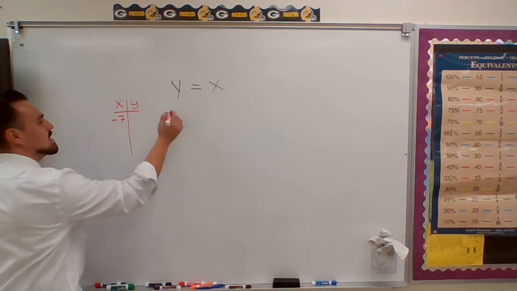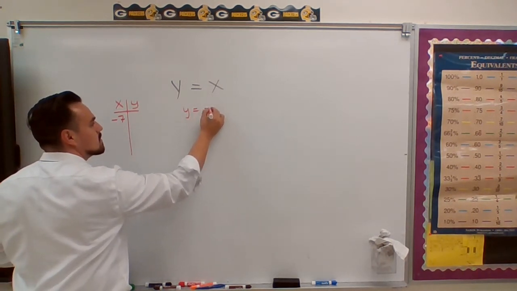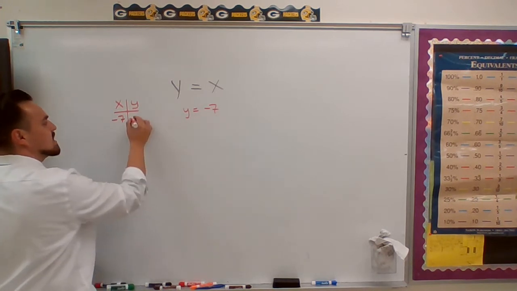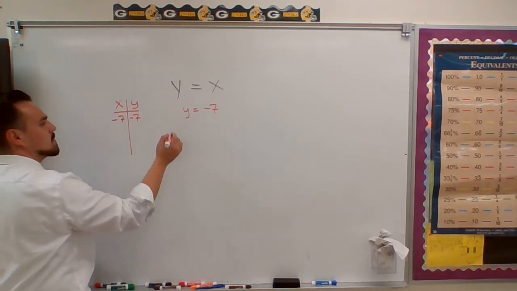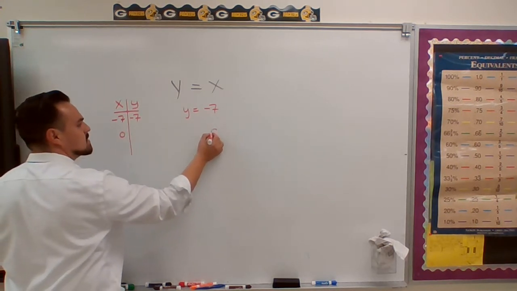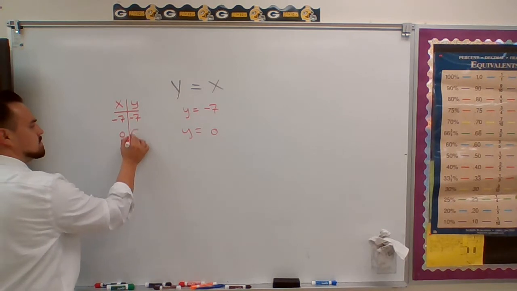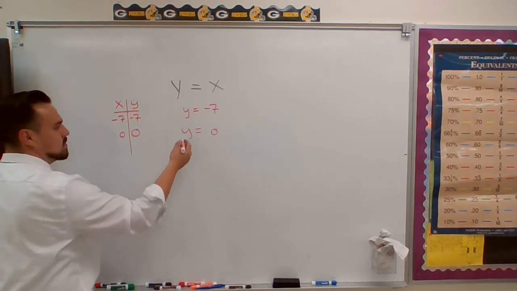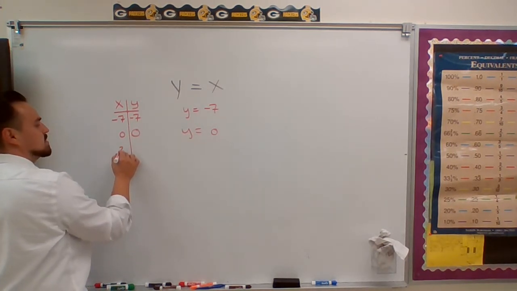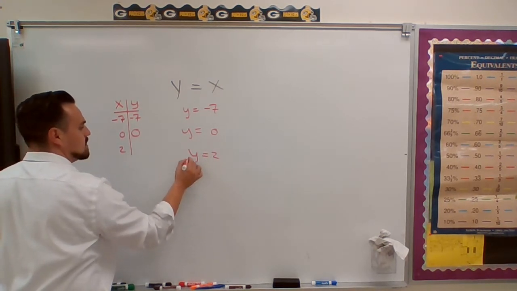When x is -7, y is -7. Okay. How about when x is 0? When x is 0, y is going to be 0. One more example, although it might be overkill. When x is 2, what's y going to be? When x is 2, y is going to be 2.